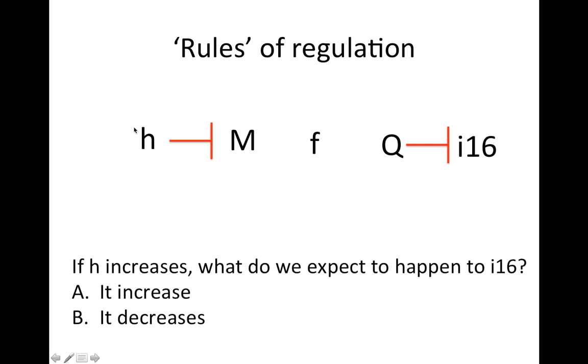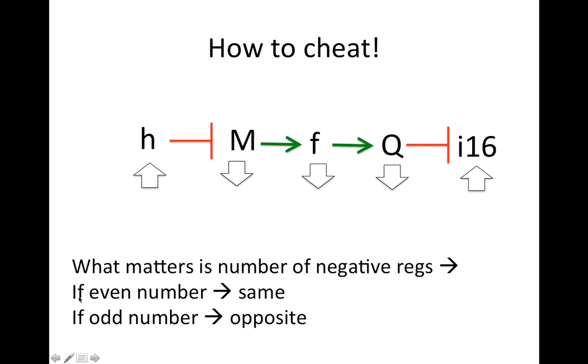Okay, so what about this one? If H goes up, if H increases, what do we expect to happen to I16? And I'm sorry, somehow this should be a green arrow and a green arrow. So if H increases, what do we expect to happen to this product I16? Well, H goes up, so M goes down, so F goes down, F goes down, so Q goes down, Q goes down, so I16 goes up, and so we can answer we expect production of I16 to increase if H increases.